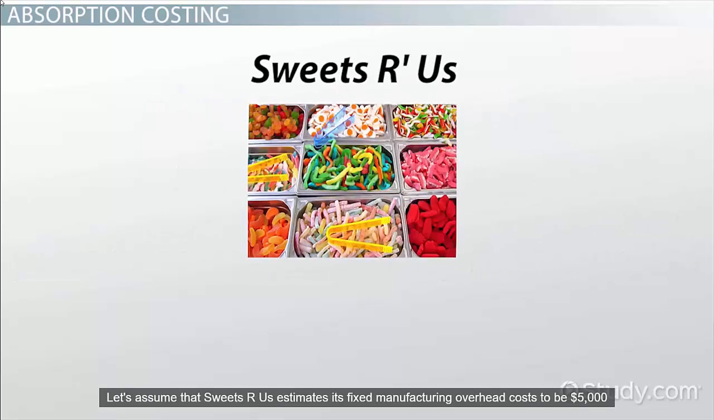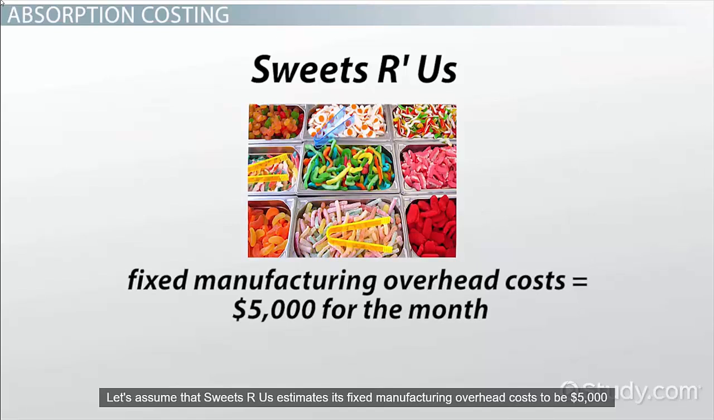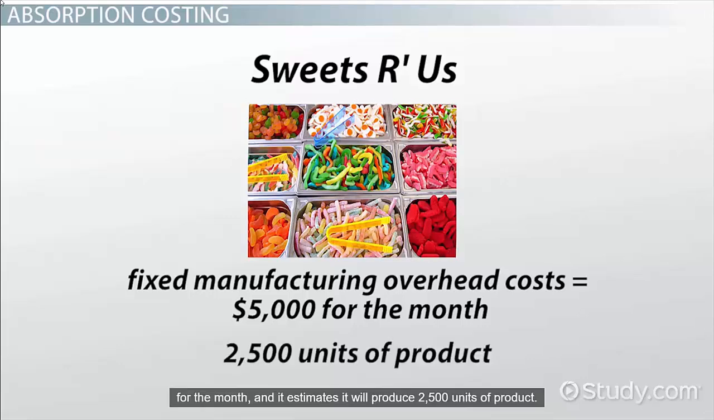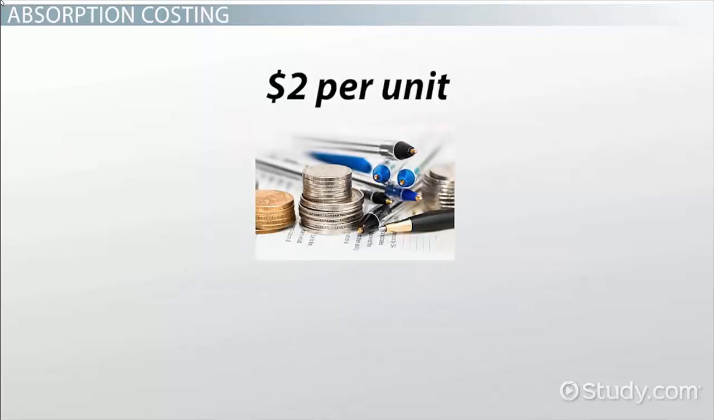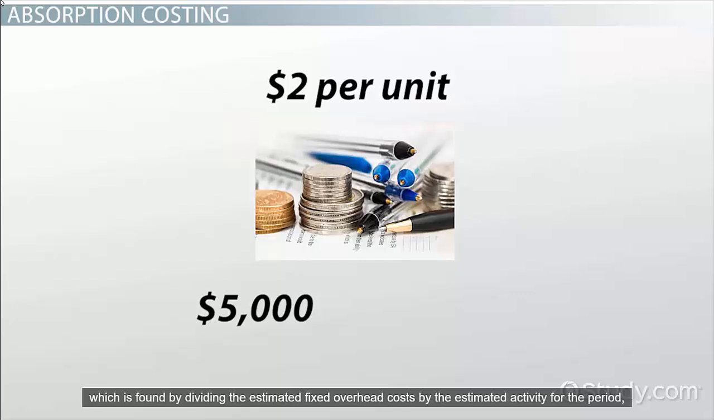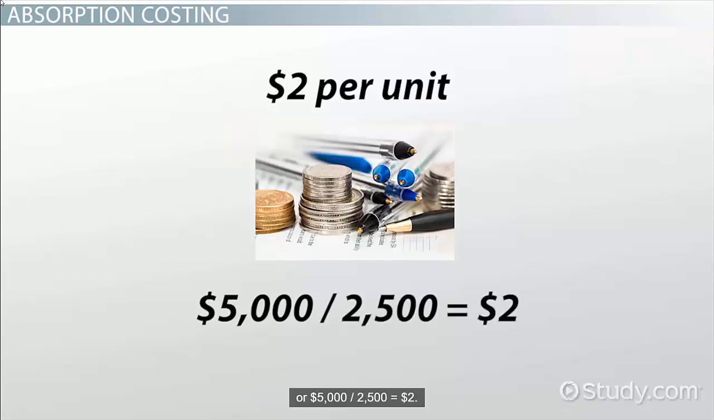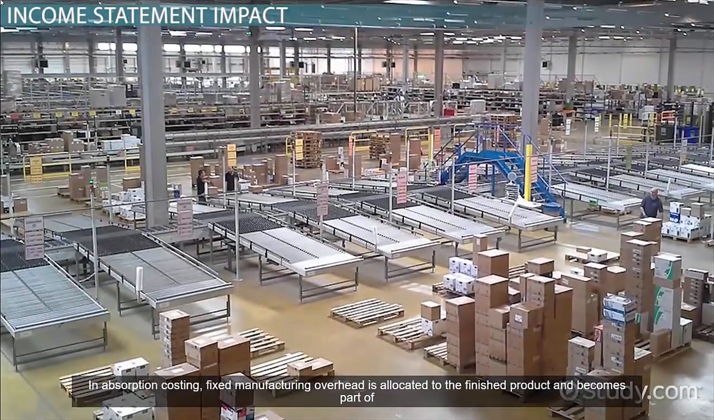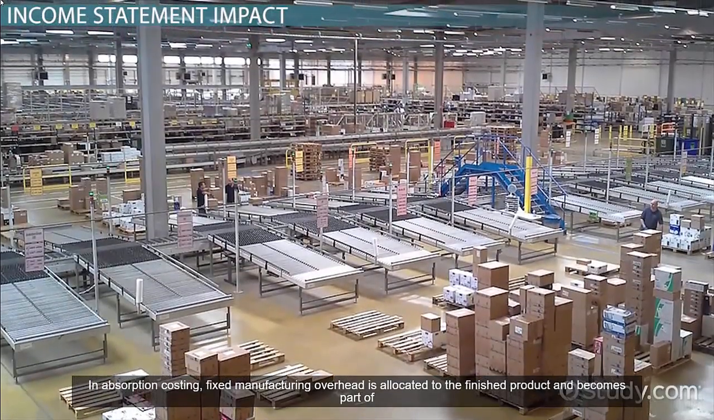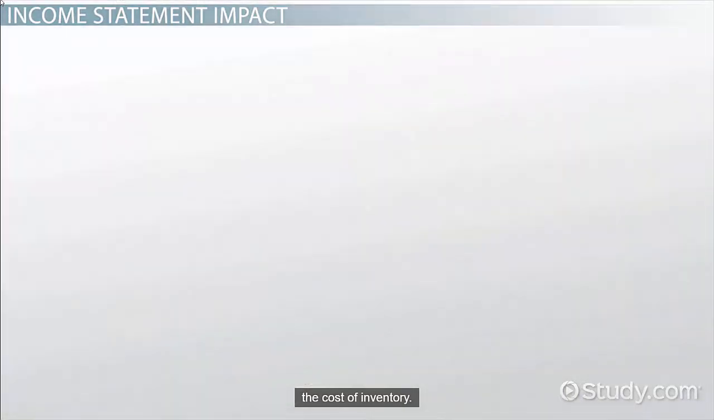Let's assume that Sweets R Us estimates its fixed manufacturing overhead costs to be $5,000 for the month, and it estimates it'll produce 2,500 units of product. The fixed manufacturing overhead rate for this period would be $2 per unit, which is found by dividing the estimated fixed overhead costs by the estimated activity for the period, or $5,000 divided by 2,500 equals $2. In absorption costing, fixed manufacturing overhead is allocated to the finished product and becomes part of the cost of inventory.